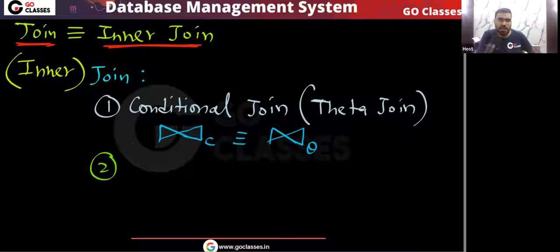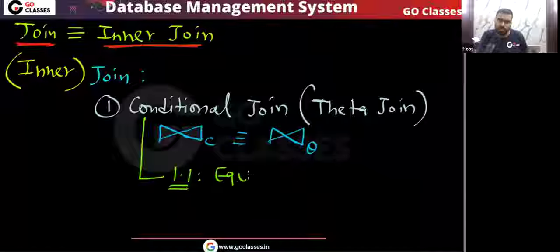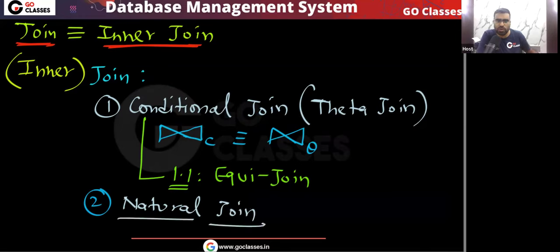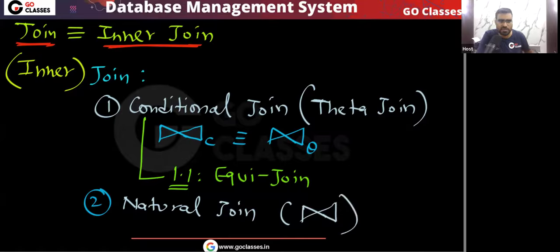Another is equijoin, a special case of conditional join. We will see it. And another is natural join, or you can call it natural inner join, because by default join means inner join. Remember the symbol for natural join, very simple. This is the natural join symbol, and remember, the other is the conditional join symbol.